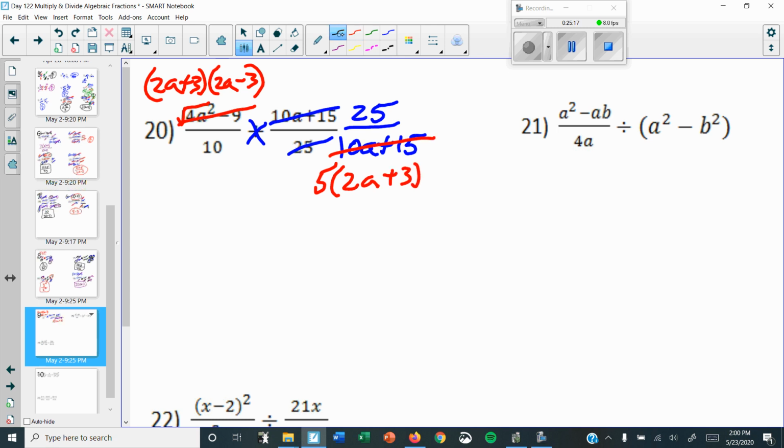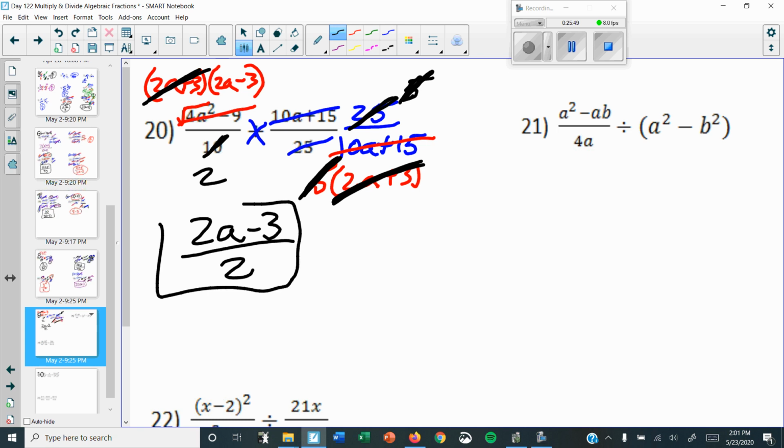Okay, I think we're ready to start doing some mad canceling. 2a plus 3, 2a plus 3. How about we do 25 and 5? The 5 disappears. 25 divided by 5 is 5. But now there's a 5 and a 10. And it doesn't matter which one you pick. In the end, if you simplify, it's going to come out to the same answer. So 10 divided by 5 is 2. 5 divided by 5 goes away. So what is left? I got a 2a minus 3 on top, and I got a 2 on the bottom. And there's your answer.